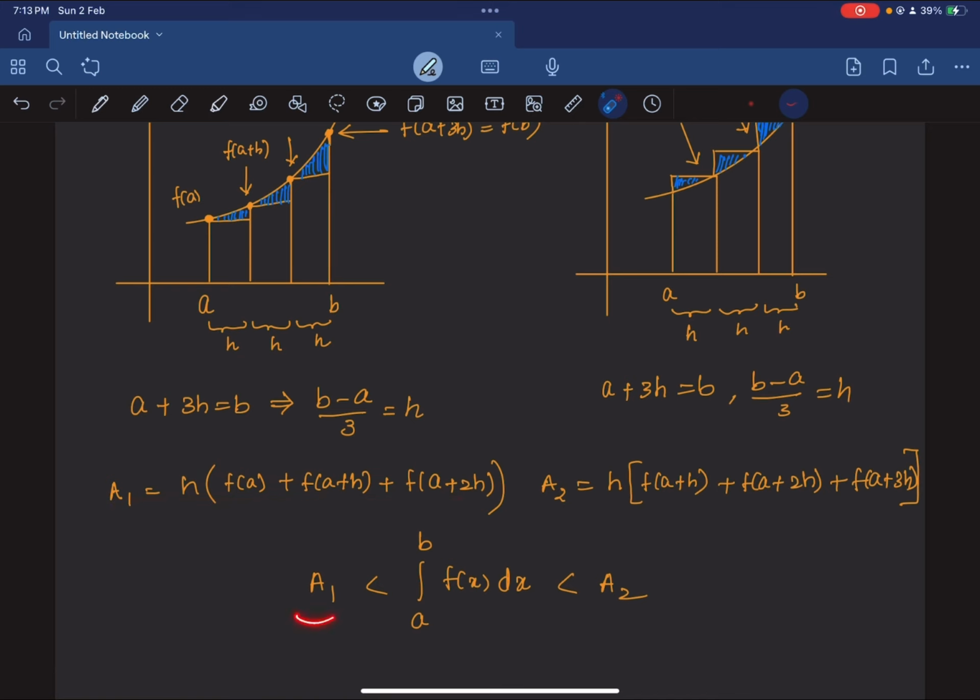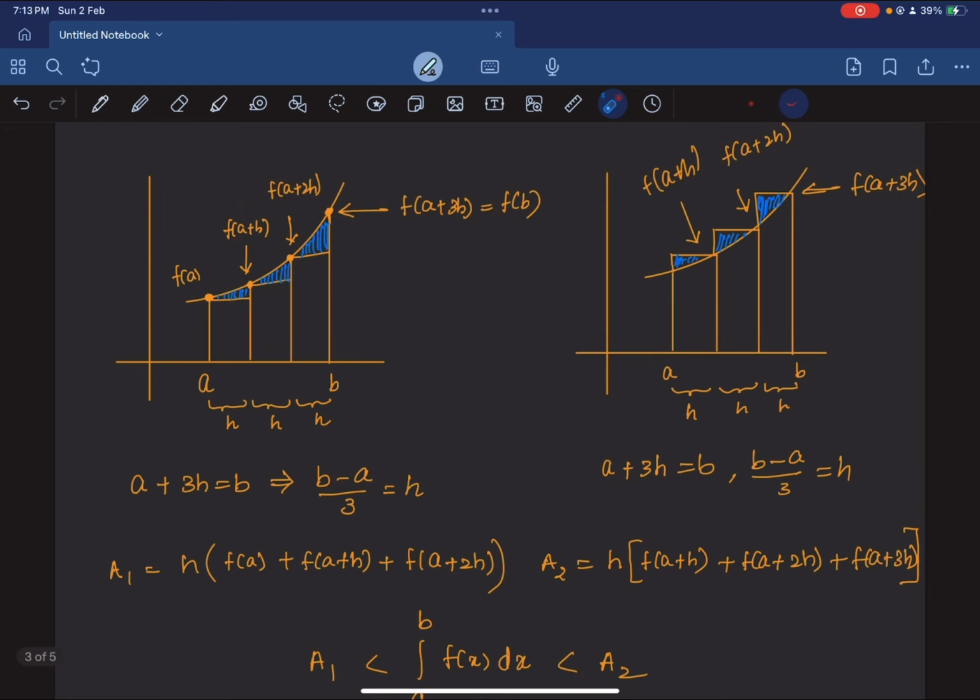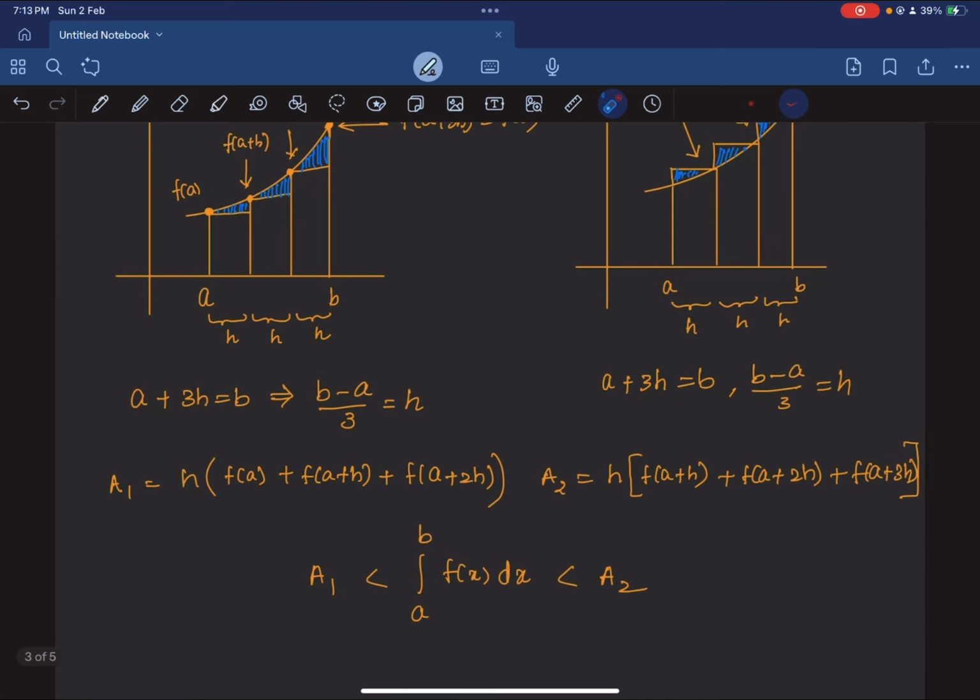Your a1 is lesser than the actual area, because we are not including the blue area in the calculation, and your a2 is greater than the actual area. So the actual area is just this much, and this blue area is the extra thing that got added while computing a2. So your actual area lies between a1 and a2.